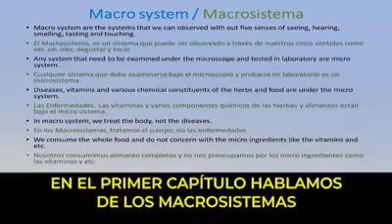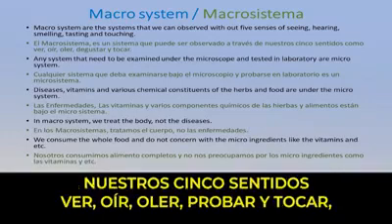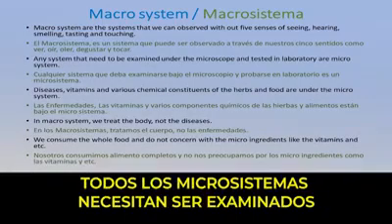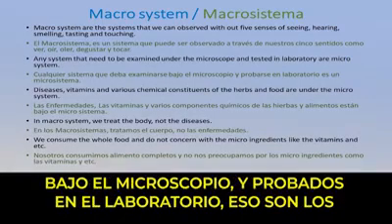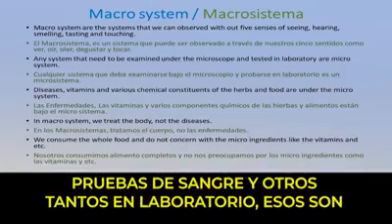In the first chapter, we talked about the macro system. Macro systems are systems that you can observe with our five senses of seeing, hearing, smelling, tasting, and touching. Now, all systems that need to be examined under the microscope and tested in the laboratories are the micro system. For example, the diseases. You need to do the blood test. You need to do so many tests in the laboratory.